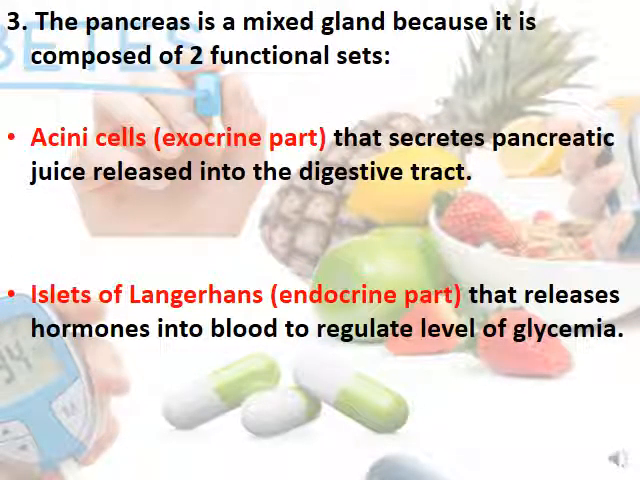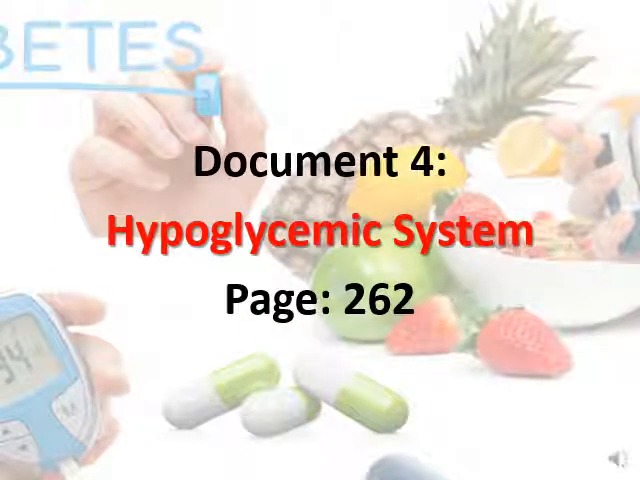So the pancreas is a mixed gland because it's composed of two functional parts: the acinar cells, the exocrine part that secretes pancreatic juice released into the digestive tract, and the islets of Langerhans, the endocrine part that releases hormones into the blood to regulate the level of glycemia. So now let's start with document 4, hypoglycemic system, on page 260.